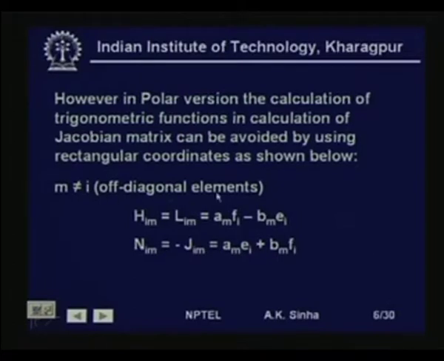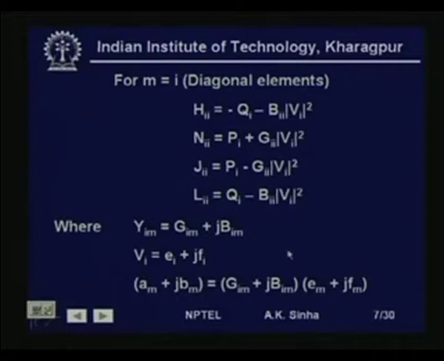So, if we look at this in rectangular coordinate version, for m not equal to i, that is for off-diagonal elements, H_im is equal to L_im. These are the submatrices of the Jacobian matrix. This is equal to a_m f_i minus b_m e_i, and N_im is equal to minus M_im, sorry, this should be L_im, it should not be J, and L_im is equal to a_m e_i plus b_m f_i. Similarly, the diagonal elements can also be computed as shown here, as H_ii is equal to minus Q_i minus B_ii V_i magnitude square, N_ii is equal to P_i plus G_ii V_i square, and this should be L_ii is equal to P_i minus G_ii V_i square.